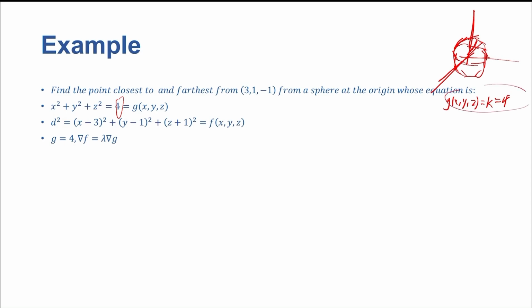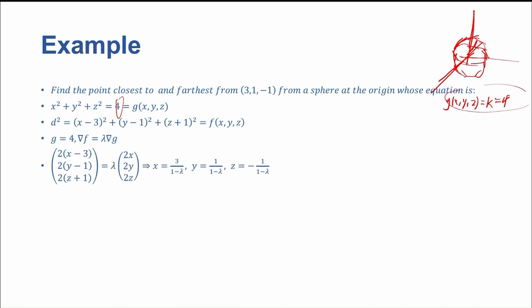We also know that nabla f equals lambda, some Lagrange multiplier, times nabla g. So what we can do now is find the gradients of both of these functions, which is pretty easy, and we get a vector equation that looks like this. We differentiate each part, using the chain rule. You get 2 times (x minus 3), 2 times (y minus 1), 2 times (z plus 1) equals lambda times 2x, 2y, and 2z.